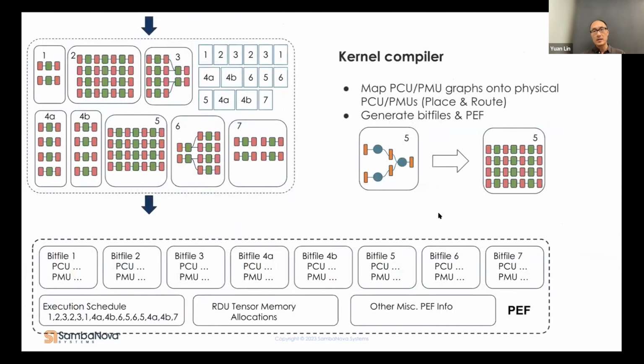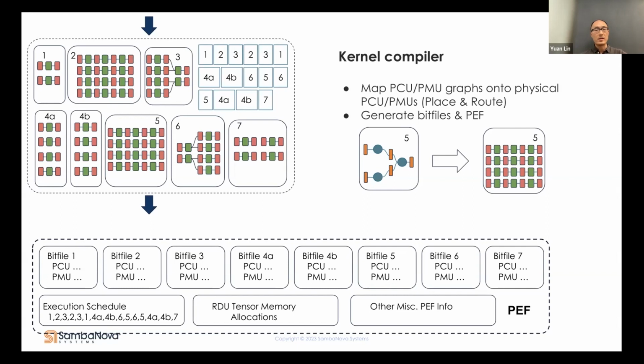And then finally, this is where we link to the kernel compiler. At this point, your mathematical graph is basically transformed into a set of connected PCUs and PMUs in this data flow graph. This is the main job of the kernel compiler: mapping the PCU and PMU graph onto the physical PCU and PMU units. Sometimes you hear the term place and route. You have this graph, and the job of PNR is picking the placement of each of these PCUs and PMUs onto the physical PCU and PMU units.